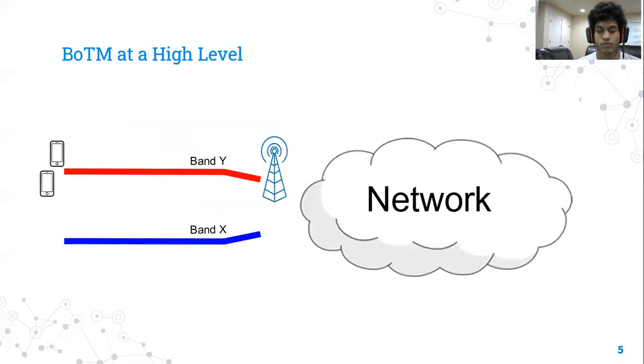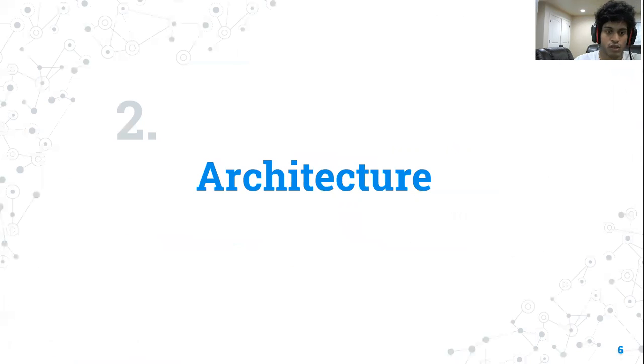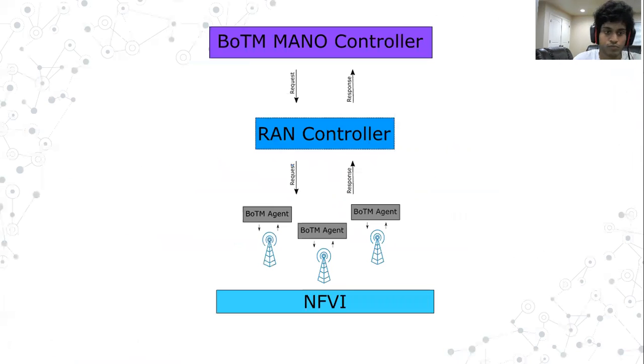And so here's BoTM at a high level. So we have these two UEs connected to a base station over a specific band Y. And so what we'd want to happen is we'd want to move this base station to band X along with its UEs, such that the UEs experience very little overhead, and in an effort to make this transition almost transparent. And so here's an animation to illustrate this idea. So we take the base station and its UEs and move them to band X in conjunction. And so how would we realize this, and how would we implement this? And I will explain this in our architecture section.